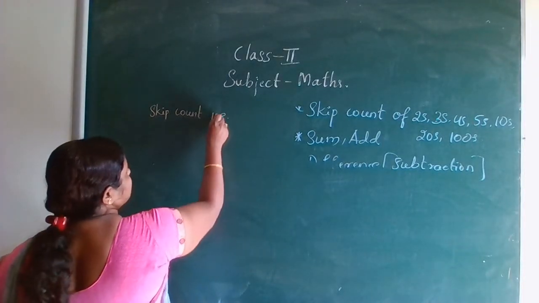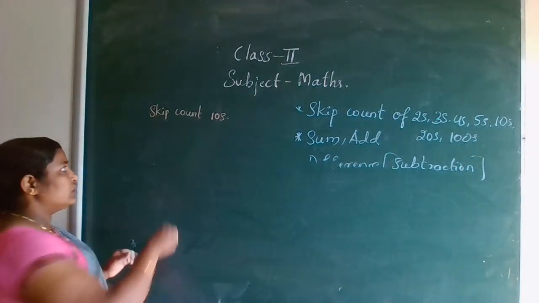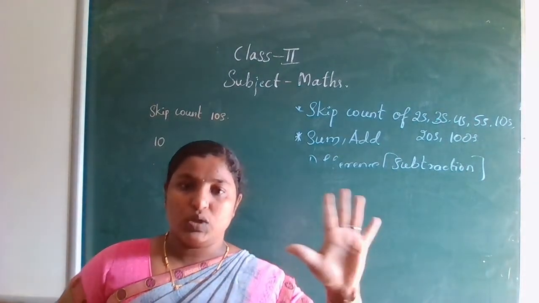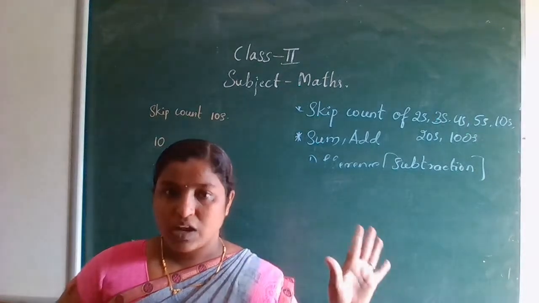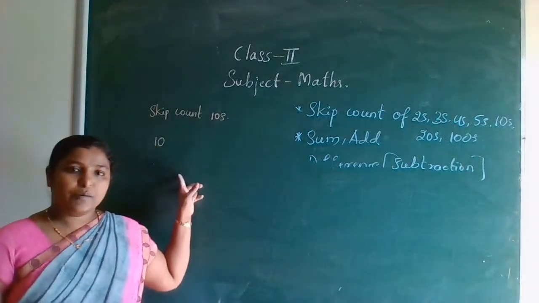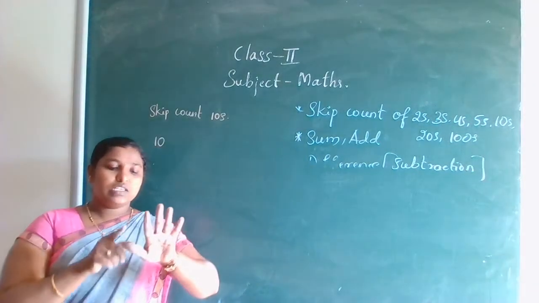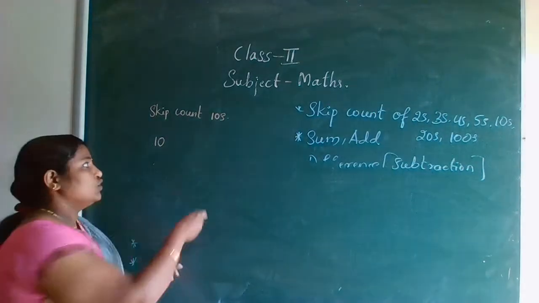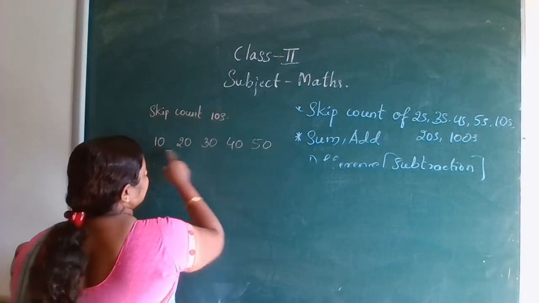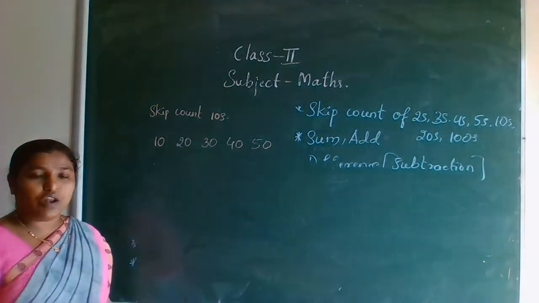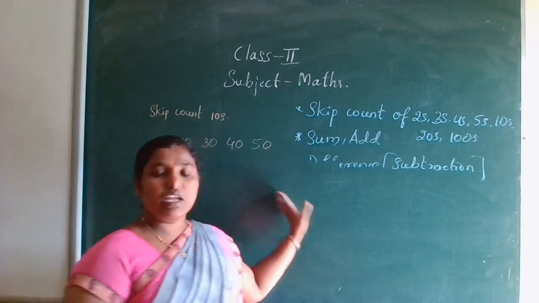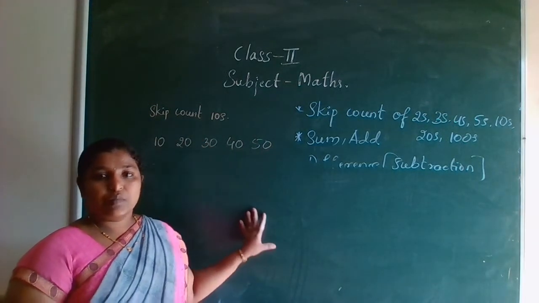Next, skip count 10s. So skip count 10. After 10 you should use the 5 fingers 2 times, because in one hand we don't have 10 fingers. So these fingers only you use 2 times. So 10 is there. 11, 12, 13, 14, 15, 16, 17, 18, 19, 20. So next answer is 20, 30, 40, 50. These are the multiplication table of 10. 10 ones are 10, 10 twos are 20, 30, 40, 50, 60, 70. You can write directly.